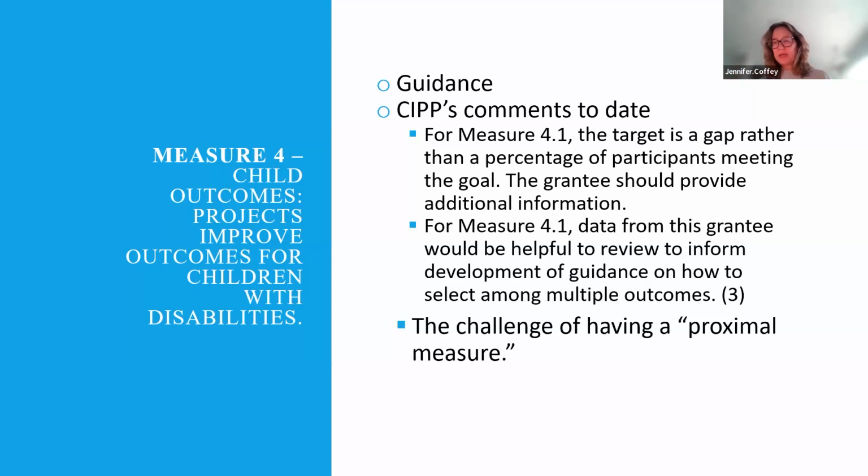And then the other comment is, data from this grantee would be helpful to review to inform development of guidance on how to select among multiple outcomes. They had that to say 3 times. I think what they were saying is, for those of you who are doing something like multi-tier system of support, where different interventions are being used, they just wanted to see a little more data, like how will you be collecting math data or social emotional learning data, whatever it happens to be within your MTSS. And let me know if you have questions. And John, if I'm not seeing something in the chat, let me know.